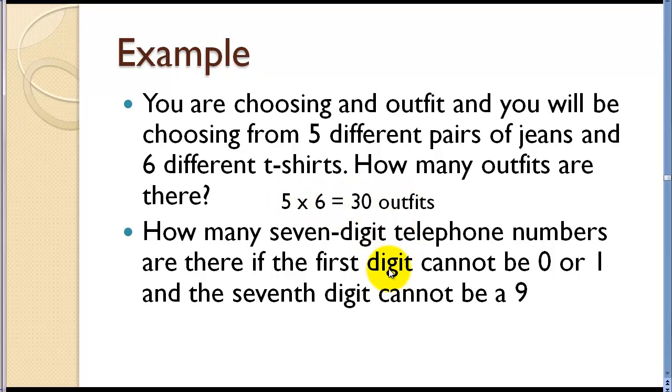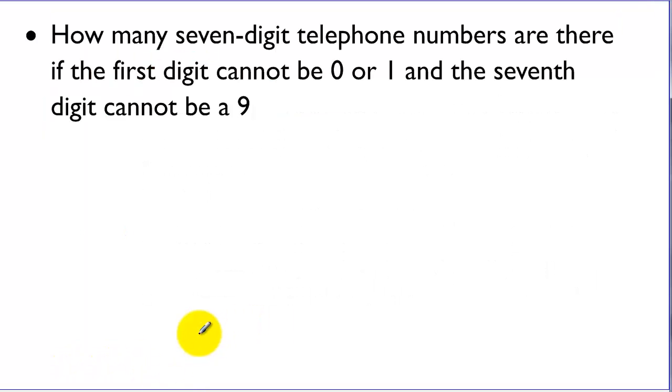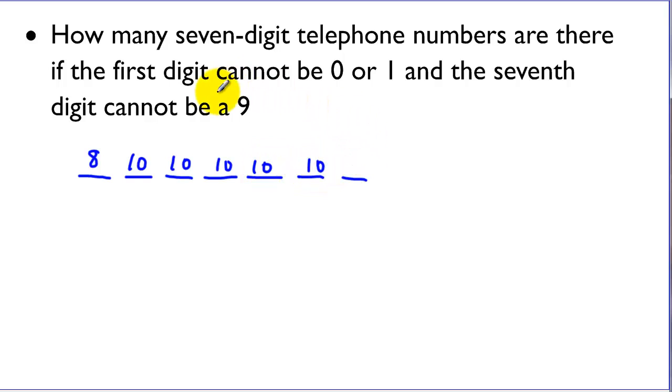So let's look at this example here that's a little bit more complicated. We're trying to figure out how many different telephone numbers there could be with this set of rules. We're going to be picking 7 digits, so let's make 7 spaces here. Our first digit cannot be a 0 or 1. The digits are 0, 1, 2, 3, up to 9, so there are 10 digits. For the first digit, we can't use 0 or 1, so there's 8 total digits. There's no restriction on the others, so we could have 10 digits, 10, 10, 10, 10, and then the last digit cannot be a 9, so we only have a choice of 9.